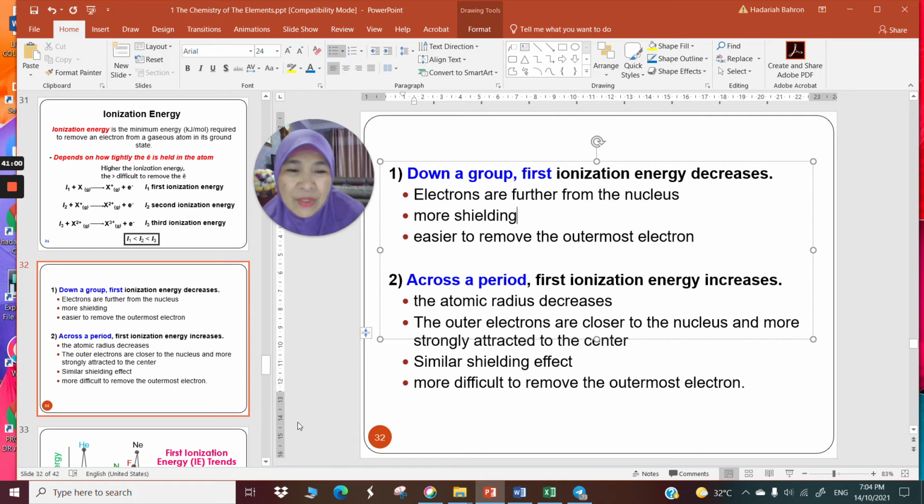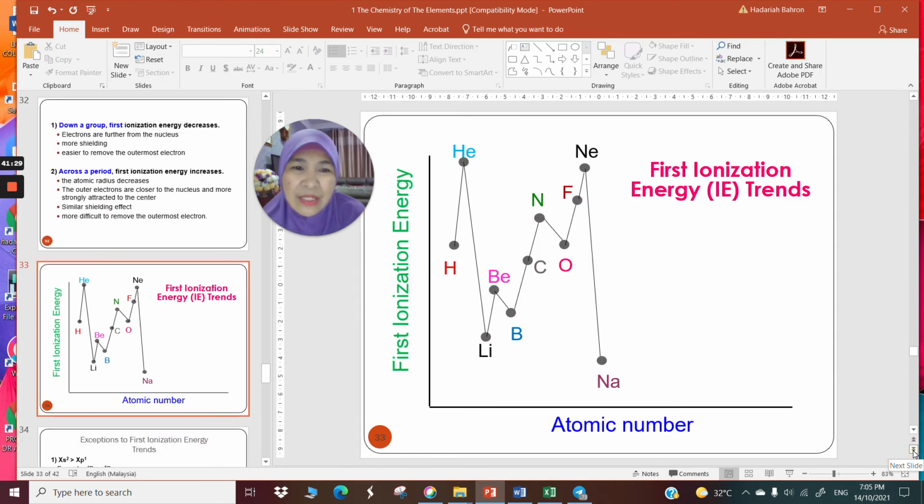The atomic radius decreases. The outer electrons are closer to the nucleus and more strongly attracted to the center because it's smaller. It still experiences the same shielding effect. It is always more difficult to remove electrons from the smaller right-hand side elements of the periodic table. So that is about the ionization energy.